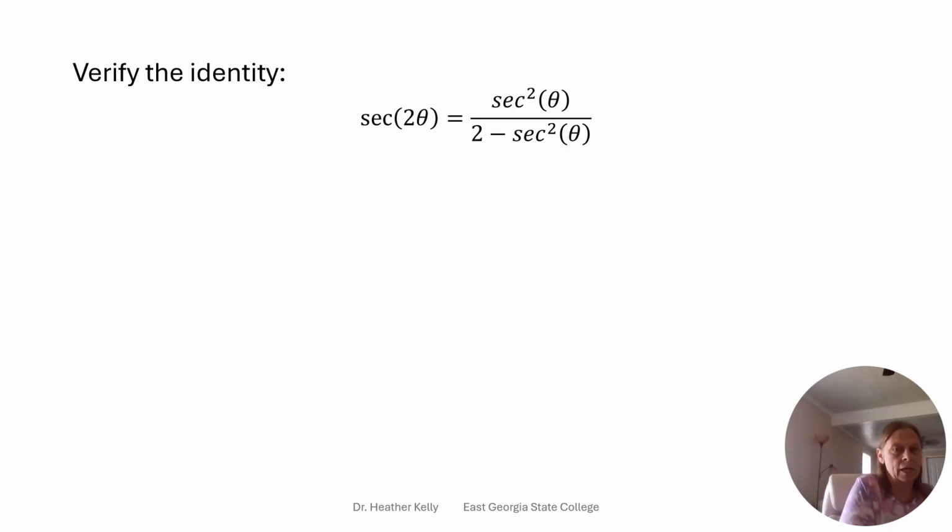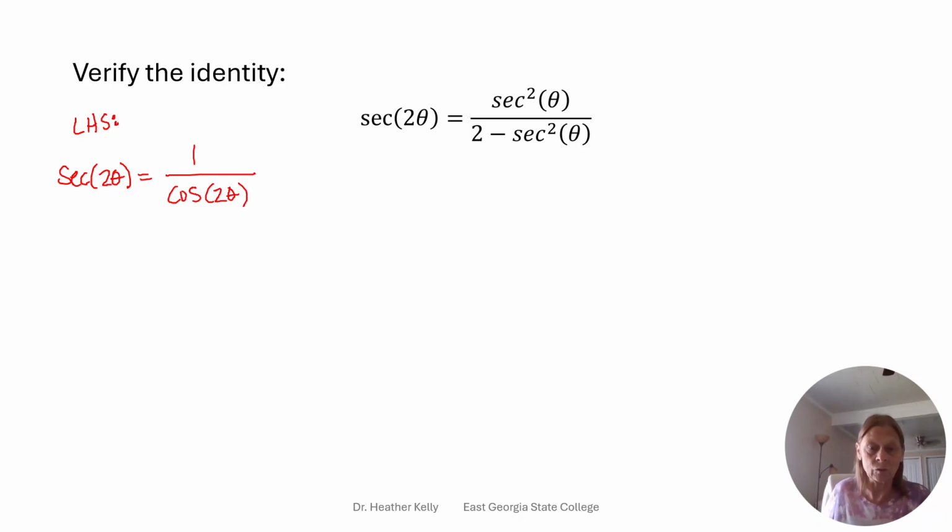And finally, I have this one last one. And it looks a little bit complicated, but it's really not that complicated. But it is one of those that we need to kind of work with both sides a little bit. In fact, I'm just going to note the fact that the secant 2 theta, I'll just go ahead and write my left-hand side over here. Our secant 2 theta is equal to 1 over cosine of 2 theta. So let's just leave it like that, and then let's work over here on our right-hand side. So on the right-hand side, we have secant squared theta over 2 minus secant squared theta.